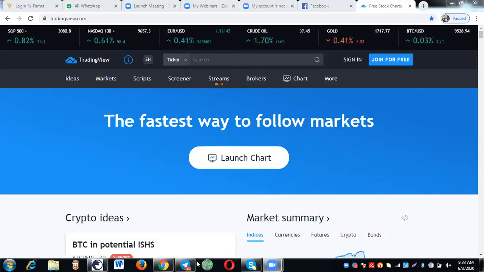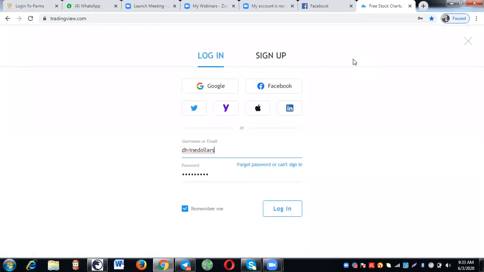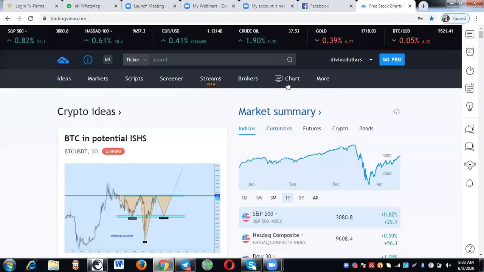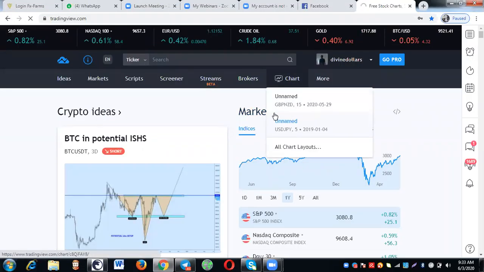Now people use MetaTrader 4 as well. That's the desktop version, but I prefer to use my TradingView account. So basically, when you come to tradingview.com, you can join for free. Since I already have an account, I'm now going to sign in. This enables my charts and stuff that I do to be saved, so I can access it anytime. I'm going to log in right now, and then I click on chart.